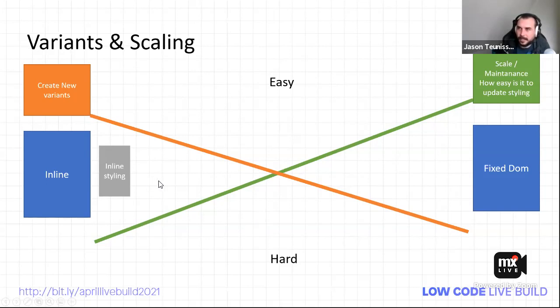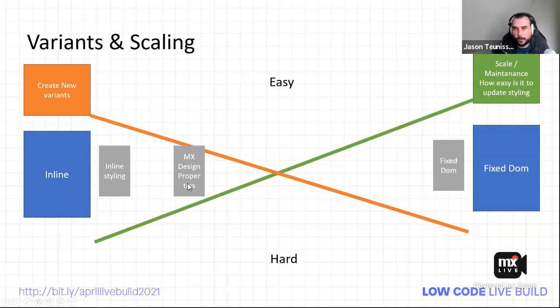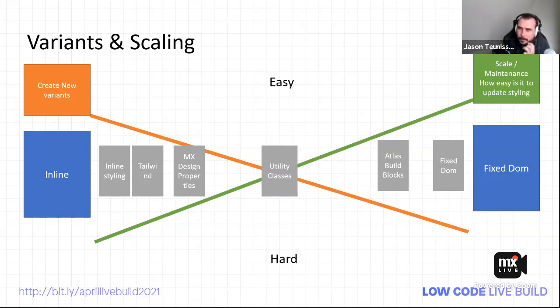So we have inline styling here on the left. On the right, we have fixed DOM. Then we have Mendix design properties, which aren't all the way into inline styling because you only have a couple of options with certain elements. You have the small, medium, large with padding or margin. Then we also have the Atlas building blocks, which are more towards a fixed DOM thing, which also makes it hard when you want to create new variants. Then we have Tailwind. Tailwind is getting a lot of traction at the moment, but this definitely sits towards that inline section. And then we have utility classes, which is sort of in the middle.